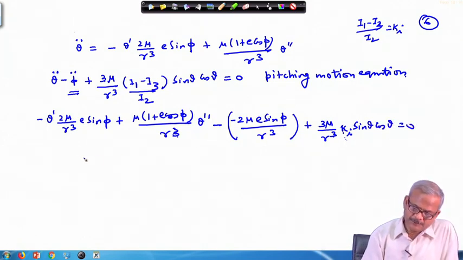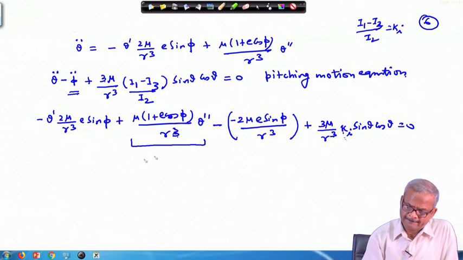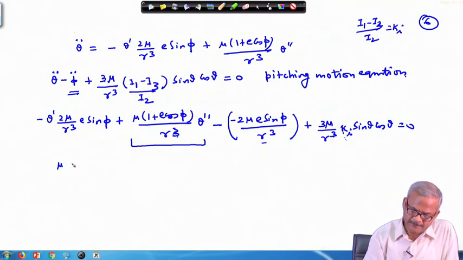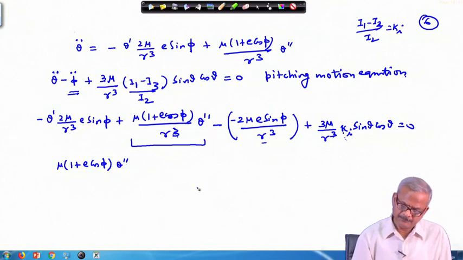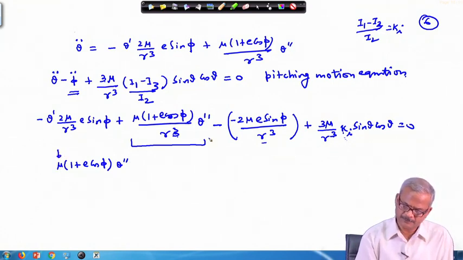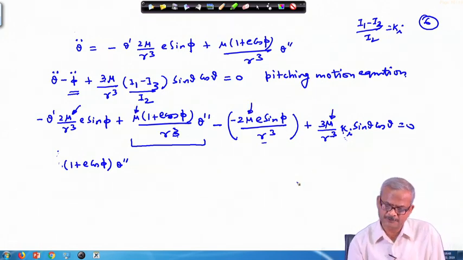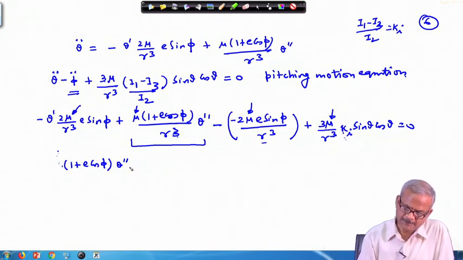So, if we rearrange this quantity, r cube from the denominator will get eliminated, and we have mu times E cos phi times theta double prime. And moreover, this mu is also present everywhere. So, we can eliminate mu at this stage itself. Your mu is present here, here, and here, and this is a non-zero quantity. So, therefore, we eliminate it and write it like this.